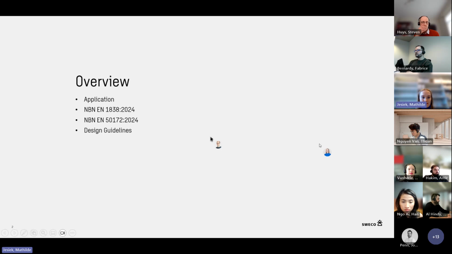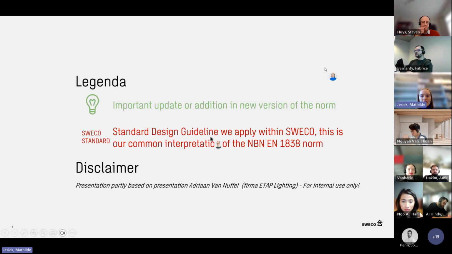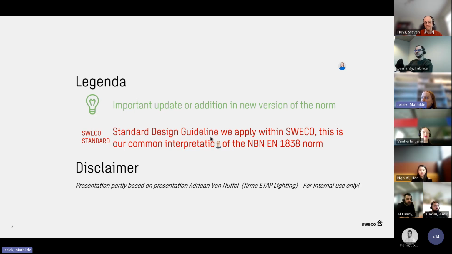Yes. So this is a small overview of the presentation, like Stephen already explained. You will see in the presentation we have some things in green and some things in red. The things in green are for us important updates or additions compared to the previous norm. So if you already know the previous version, very good. Be aware in your future designs that you take these new updates and additions also into consideration.